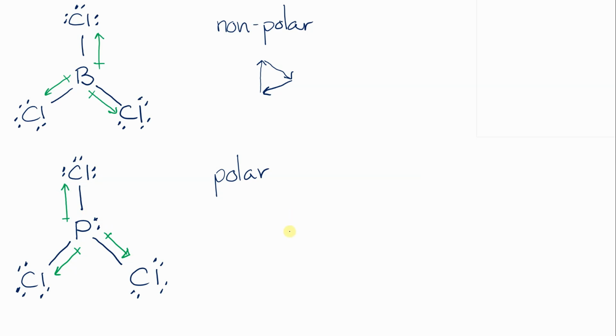So I'm going to draw it a little differently. I'm going to rotate it. I'm going to have the phosphorus, and then up above the phosphorus I'll have the lone pair, and that lone pair would be in the plane of the page up there. There'll be a chloride coming down and to the left, again in the plane of the page.